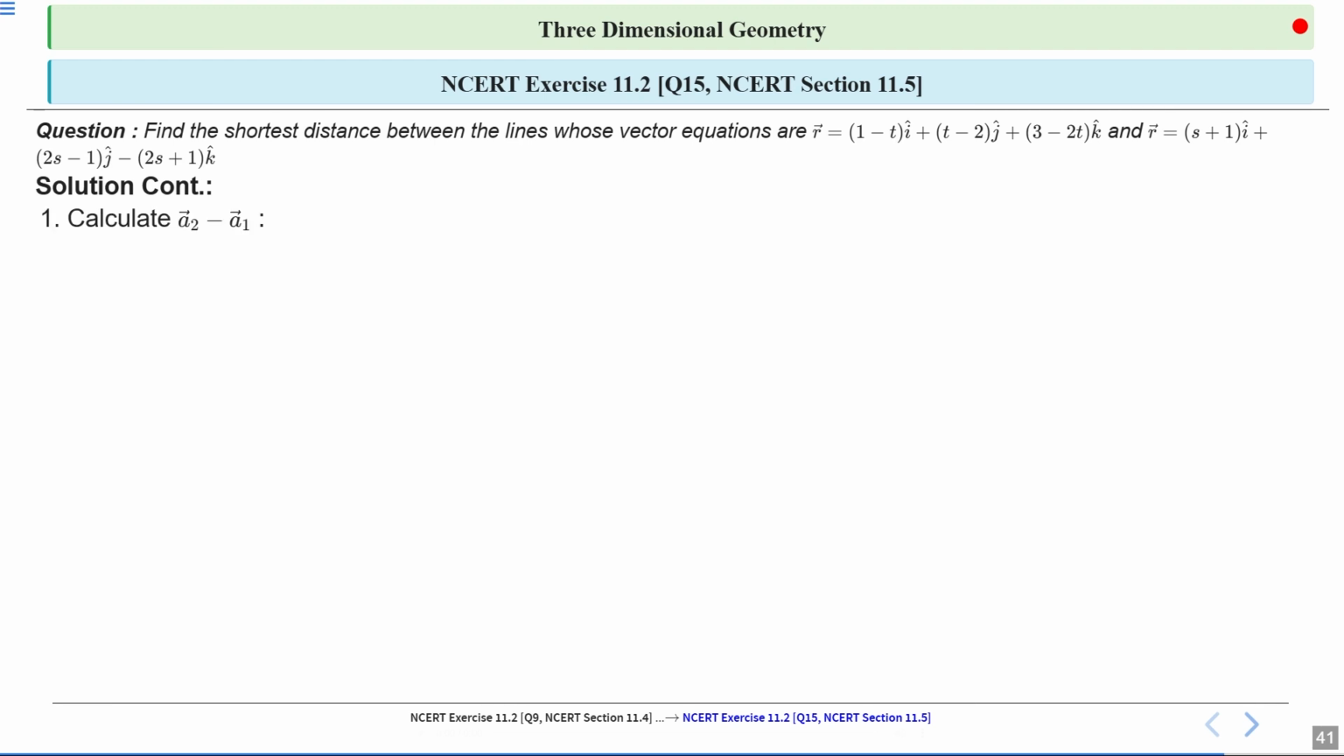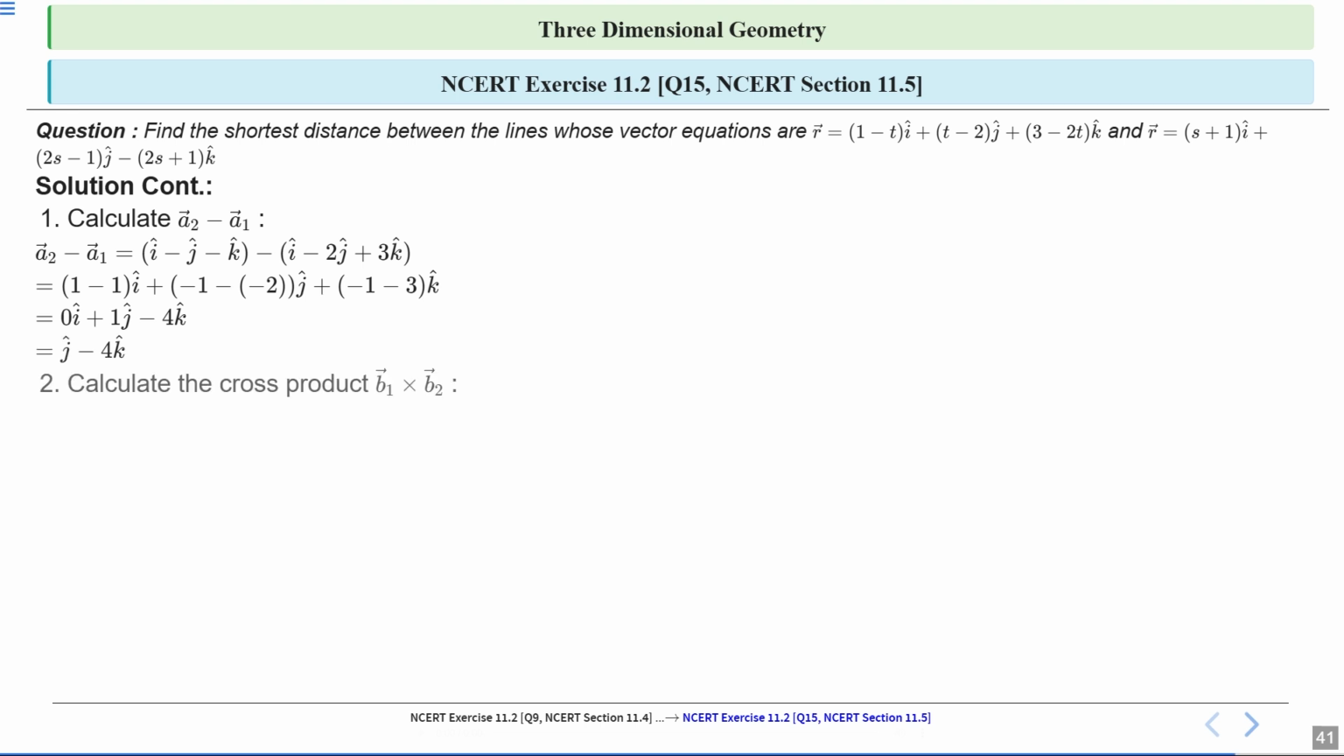First, calculating a2 vector minus a1 vector, we will get a2 vector minus a1 vector will be equal to i cap minus j cap minus k cap minus (i cap minus 2 j cap plus 3 k cap), right? Which is equal to (1 minus 1) i cap plus (minus 1 minus of minus 2) j cap plus (minus 1 minus 3) k cap, right? Which is equal to 0 i cap plus 1 j cap minus 4 k cap, which is equal to j cap minus 4 k cap, right?